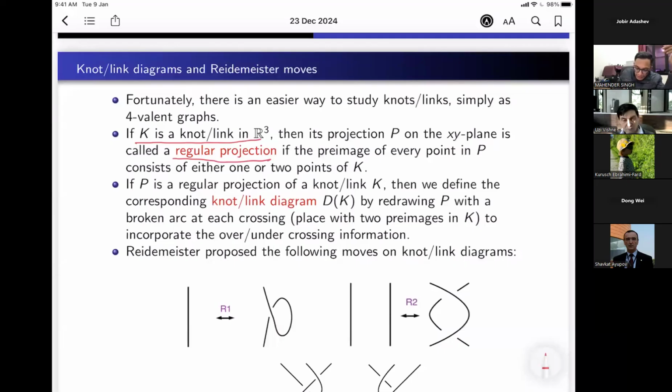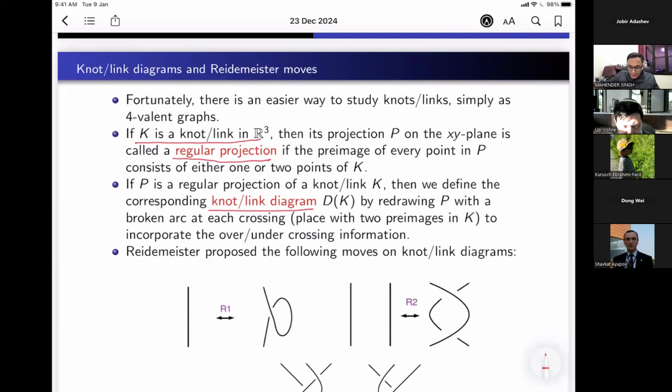And once you have a regular projection, but the thing is, when I projected my knot and link on the plane, I lost the information of over and under. Because one arc may be passing over, one may be passing under, and when I project, I lose the information. So I need to incorporate this information on the graph that I have obtained on the plane. I obtain that by just drawing one arc as broken, which is under, and the other as a complete arc, which is over, just to distinguish which was over and which was under. This is what is called a knot diagram, a very simple-minded object.